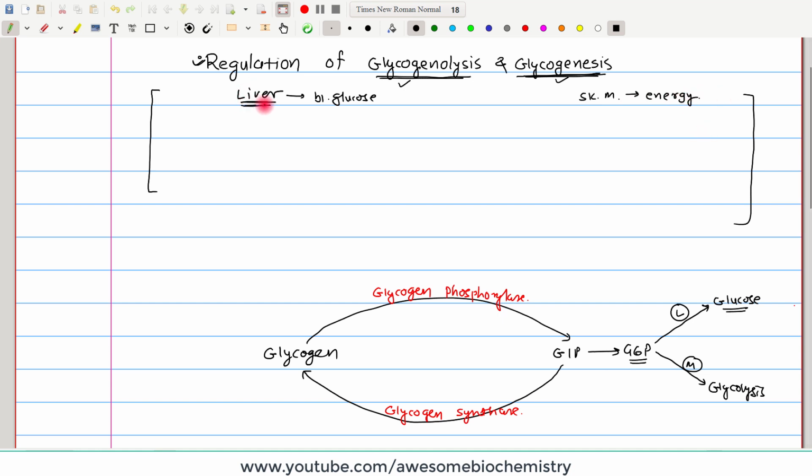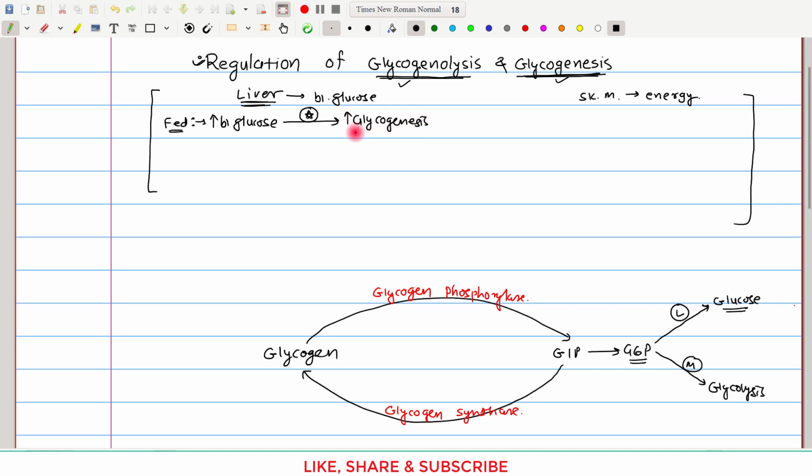Let's first look at the liver. In the liver, whenever we are in the fed state, that means we had just taken food, because of the digestion and absorption of carbohydrate, our blood glucose increases. This increased blood glucose leads to certain regulatory events. It will ultimately lead to increased glycogenesis. And we know that in glycogenesis, glucose will be utilized for the synthesis of glycogen. So there will be a decrease in the blood glucose.